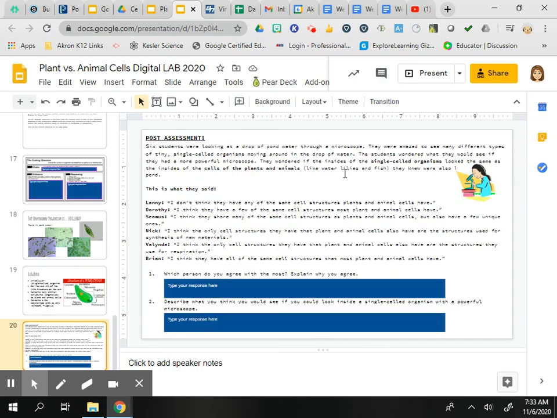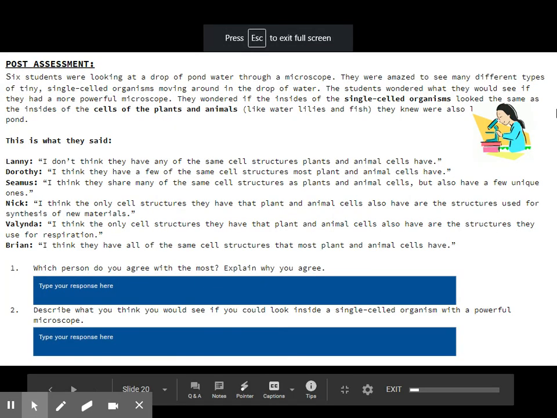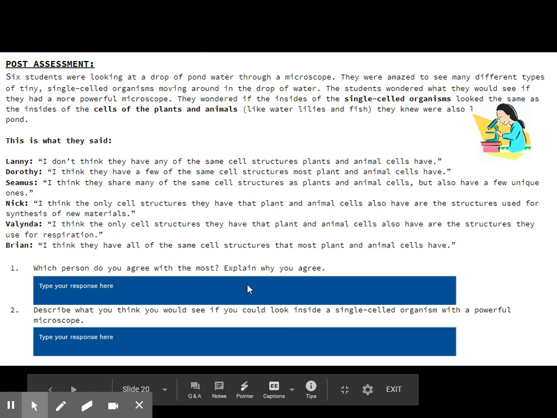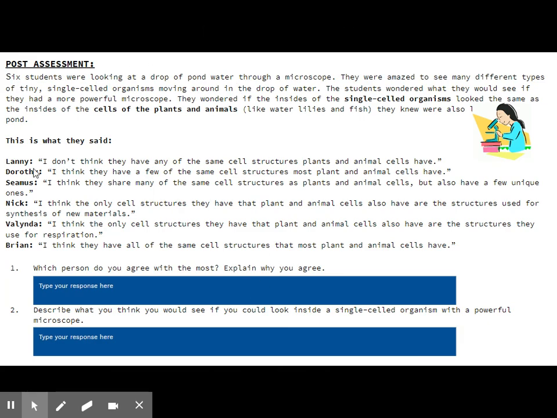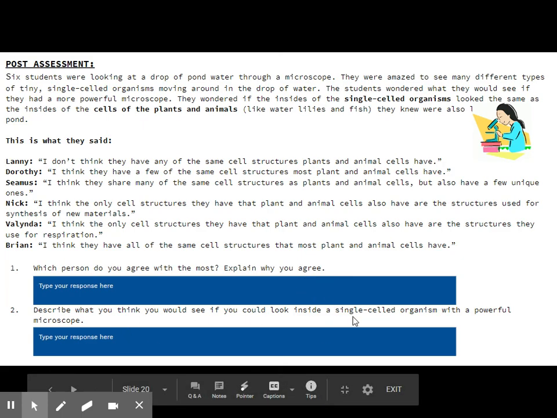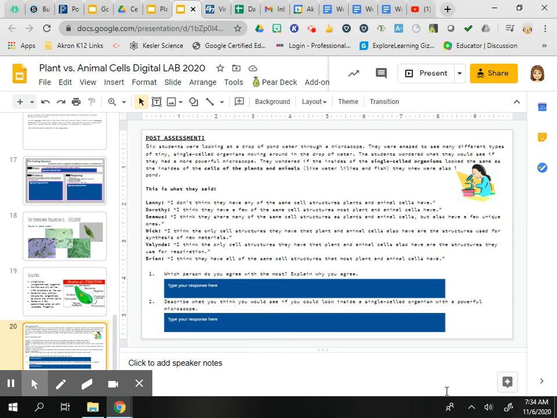All right, now we're going back to our post-assessment, and it's the same as from earlier. So I want you to read through what these kids said, and I want you to write down which person you agree with most now, and tell me why you agree with them, and describe what you would see if you could look inside a single-celled organism with a powerful microscope. And that's all, and let me know if you have any more questions after this.